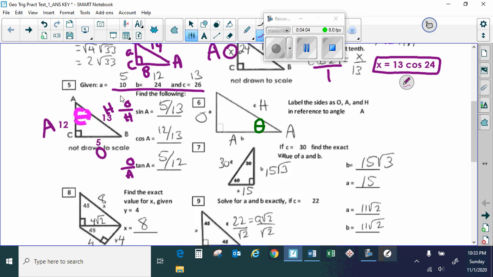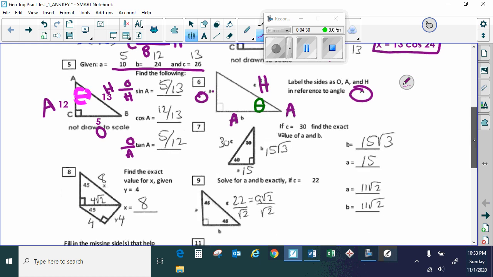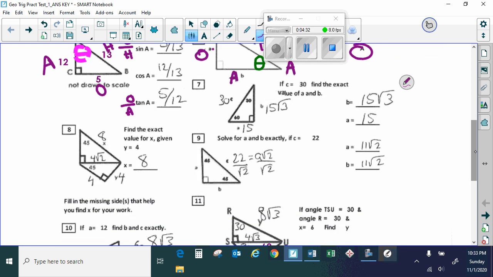Next we have just labeling the sides as O, A, and H in reference to angle A. So I have to know angle A is across from little a. So there's angle A, which means this is the adjacent side, this is the opposite side, and that's the hypotenuse. Hypotenuse never changes. That's just checking to see that you know, because if you can't do that, you're guessing all the way.